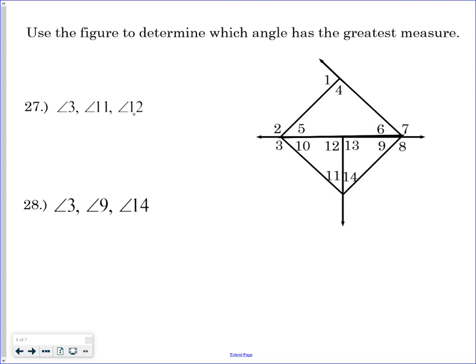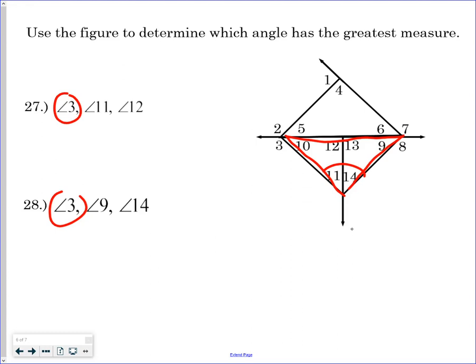So 3, 11, and 12. 3's here, 11, and 12. Which one's the biggest? 3. Because it's on the exterior, and those two are remote interiors. That's that exterior angle inequality theorem, okay? 3, 9, and 14. If you look here, still 3, right? 3's bigger than 9, and 3's bigger than 11 and 14 together, so it has to be bigger than 14 by itself. Did I lose anybody there?